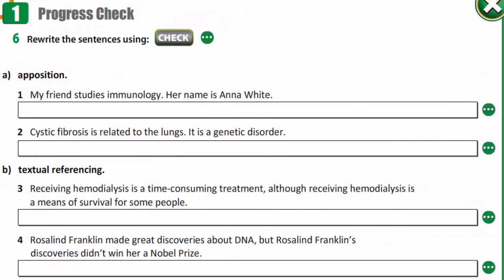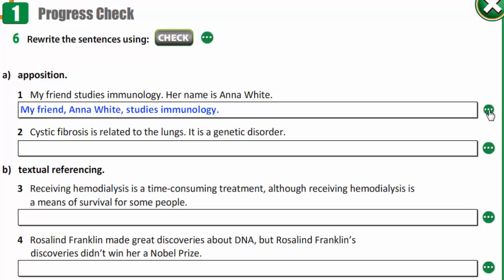In exercise 6, you are to write the sentences using apposition and textual referencing. For example, my friend studies immunology. Her name is Anna White. You will write, my friend Anna White studies immunology.